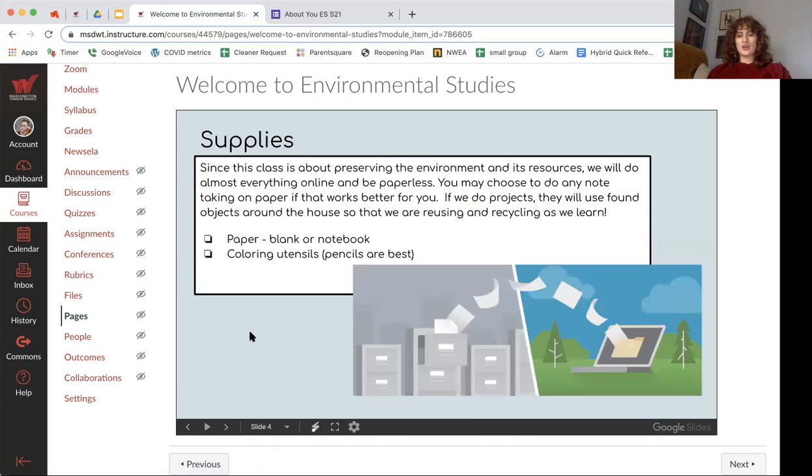Supplies. I know that we've been at virtual school for a semester now, and this is probably true for most of your classes. Occasionally, I'll ask you to draw something on a piece of paper. Today is one of those days, but everything else we will be doing on the computer. So we're saving resources.